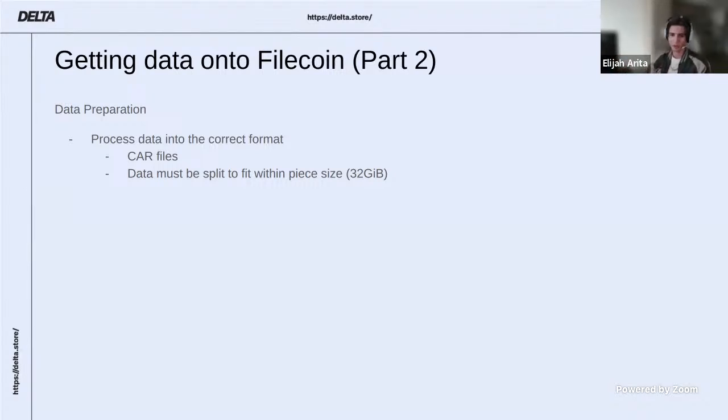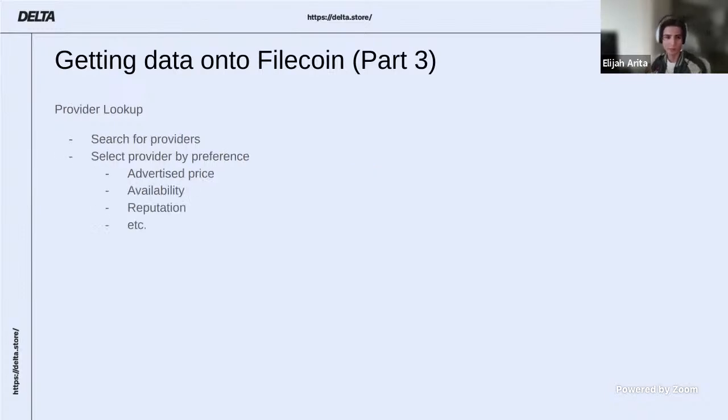Following that, once you've prepared all your data, you're going to have to find your storage provider. So you're going to search for providers. You're going to get information listed on chain. They're going to advertise their price, their piece size, etc. You might also want to take into consideration some sort of off-chain indexes, such as availability or reputation indexes and things like that.